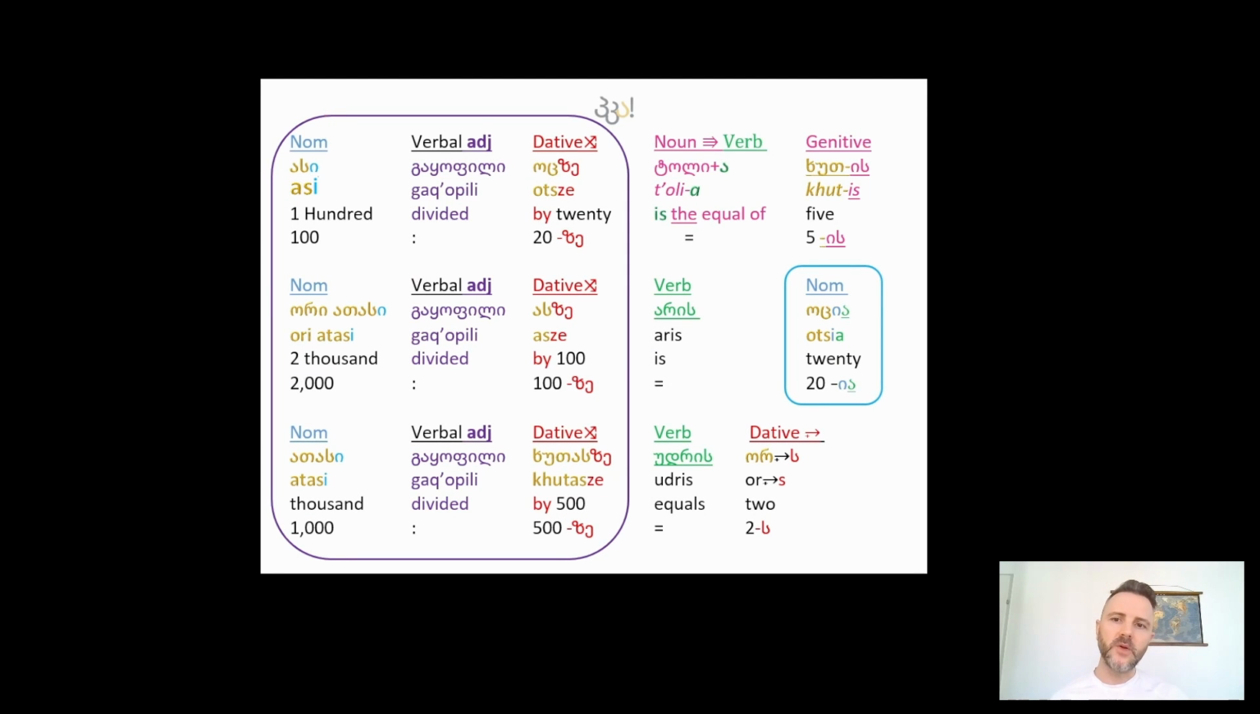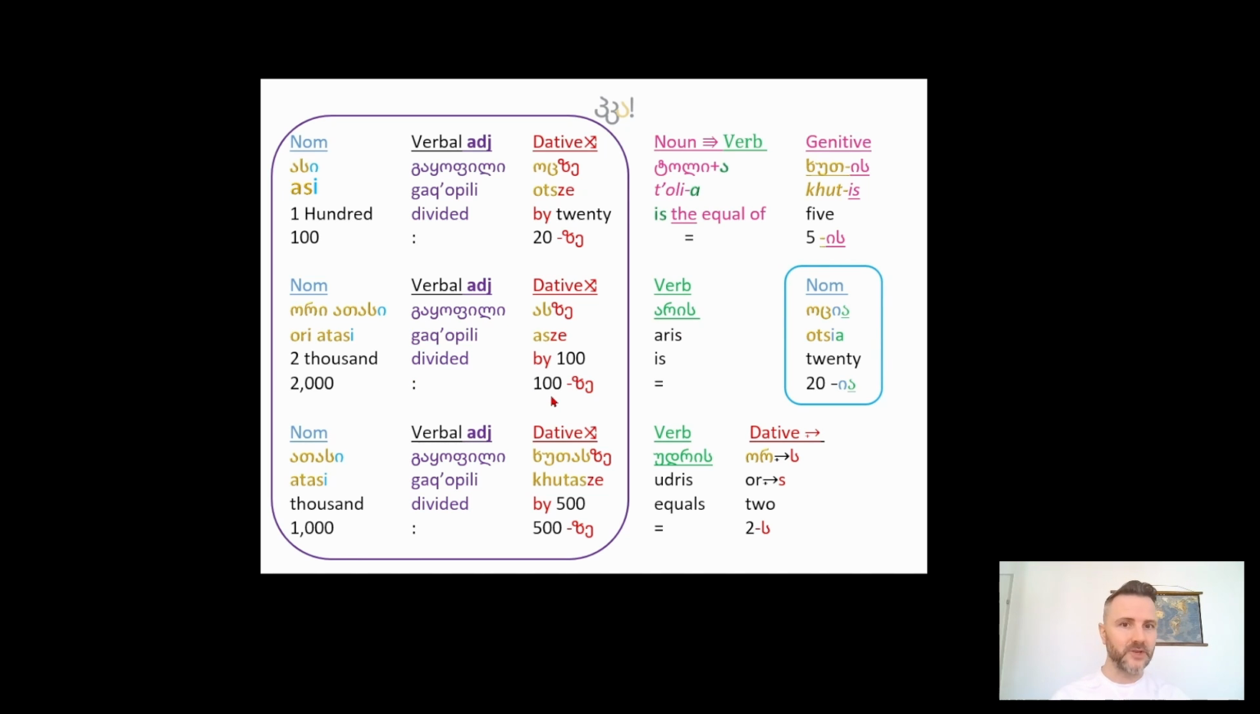Slide 1, and as we can see, all of our opening numbers are in the nominative case, which is different from some of the other equations that we've done in other videos. So, nominative 100, just as you find it in the dictionary, asi gaq'opili otse. The number that we're dividing 100 by is of course showing a dative relationship, and it takes ze as an ending to show that we've opened the question that way. Asi gaq'opili otse. Tolia chutis. 100 divided by 20, setting up the question, and the relationship with the starting number and the dividing number equals 5.